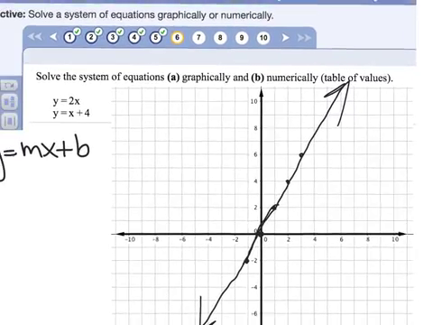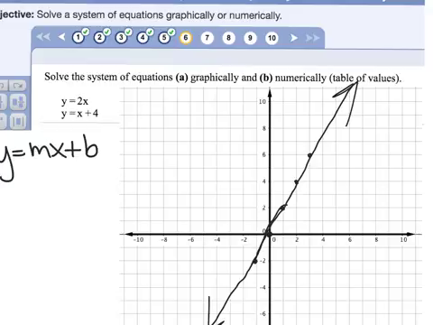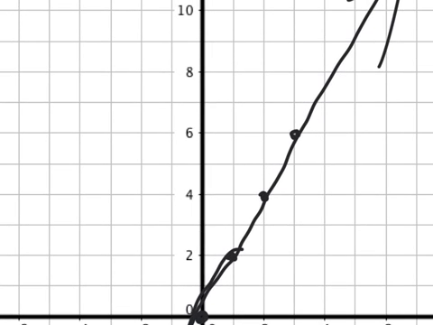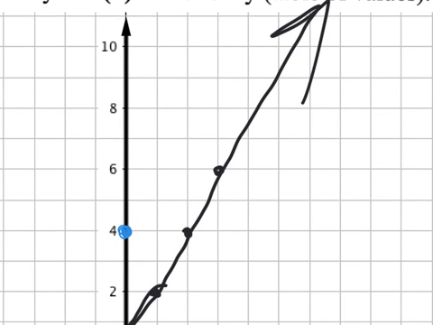Where am I going to do that? Oh, so it's going to start at 4, and it's going to go up 1 over 1, up 1 over 1. So let's do that, and let's do it in blue. So it's going to start at 4, and then it's going to go up 1 over 1, up 1 over 1, and there. Is that it? I don't know if I can.